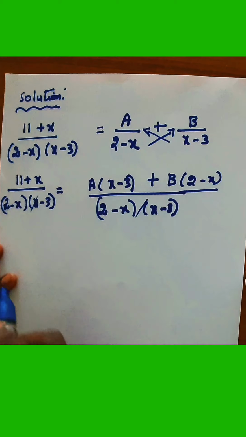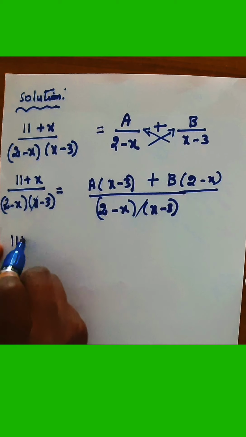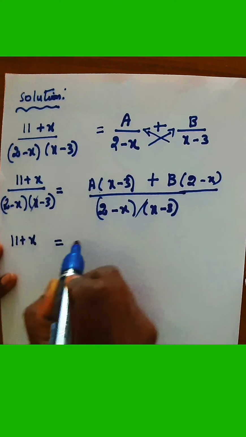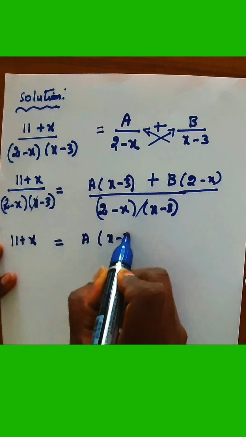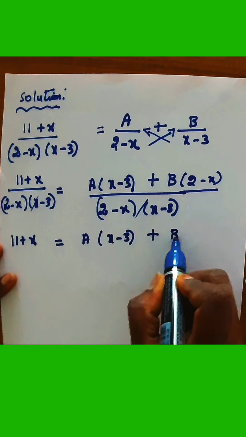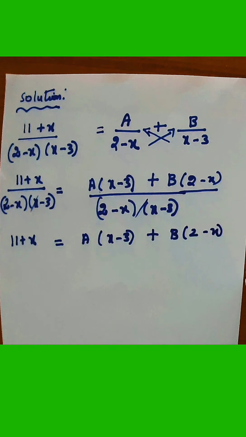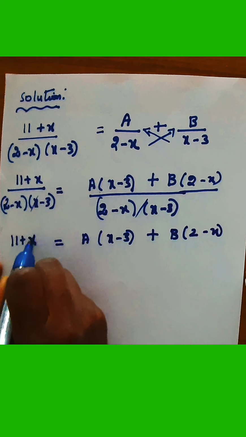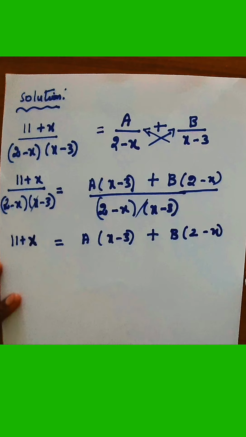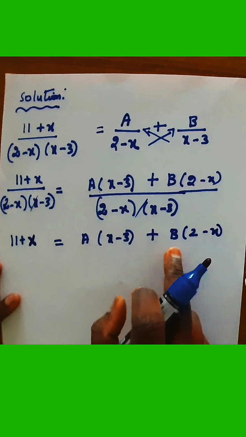We have only the numerator, that is 11 plus x is equal to a times x minus 3 plus b times 2 minus x. This is the procedure. We should have only the numerator, the denominator gets cancelled. Now what is our aim? We have to find the values of a and b.